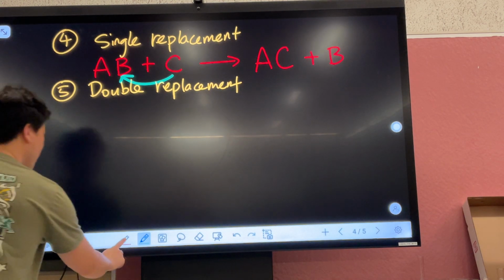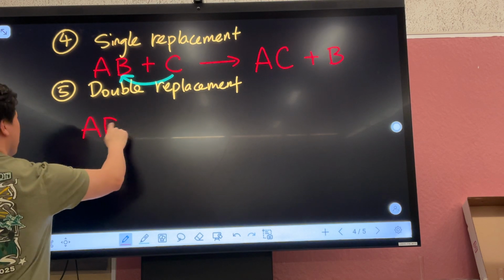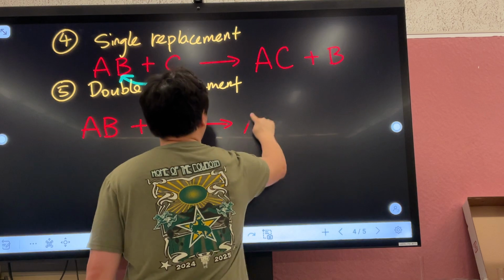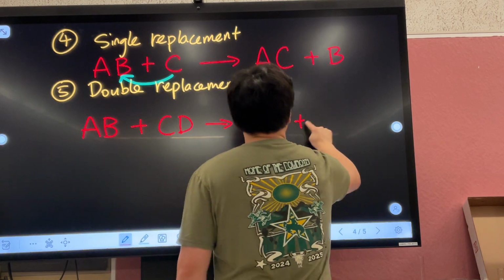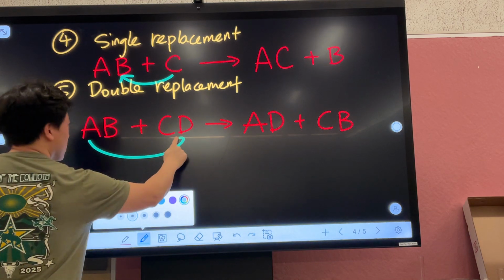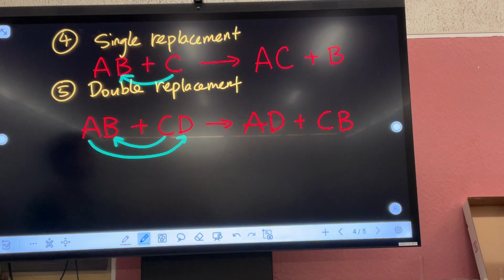So the double one is AB plus CD makes AD plus CB. What happens is A and D get together, C and B get together. So that's a double replacement. So yeah, we make two combos.